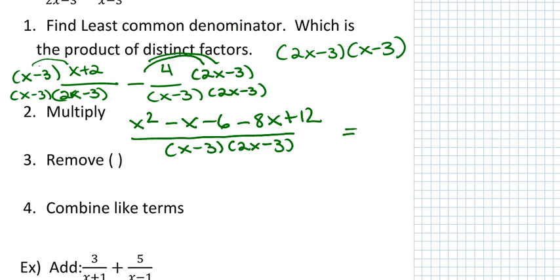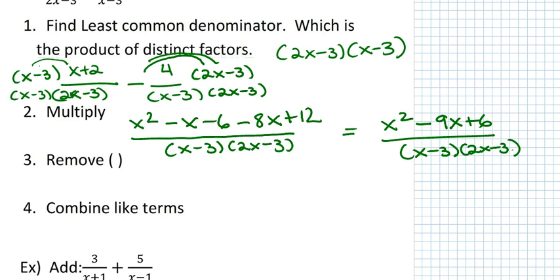Then when you combine like terms, you get x squared minus 9x plus 6 over x minus 3 and 2x minus 3. And then notice that you can't factor the top, so you wouldn't be able to simplify it. The restrictions are x cannot equal 3, and 3 halves would make 2x minus 3 equal to 0.